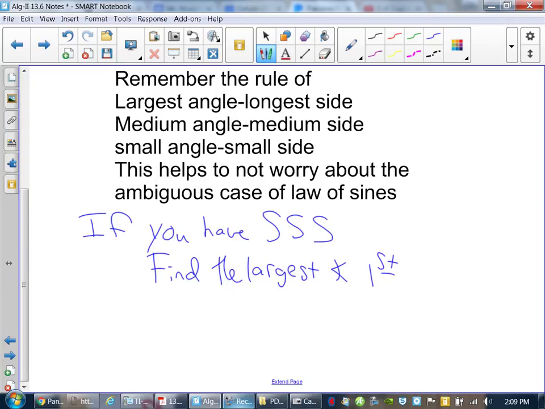So let's do an example of finding a side length. I always think that's the easiest. That's that side angle side scenario where you've got your two sides and the included angle.